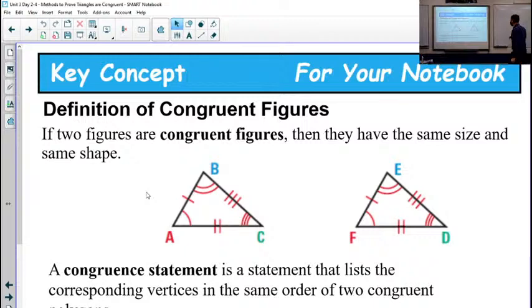And that's marked by the tick marks here. I have 1 tick mark for the first pair of sides, 2 tick marks for the second pair of sides, 3 tick marks for the third pair of sides. And same thing for the angles. The first pair of angles has 1 tick mark, the second pair of angles has 2 tick marks, and you'll never guess what the third pair of angles has. It's 3 tick marks.